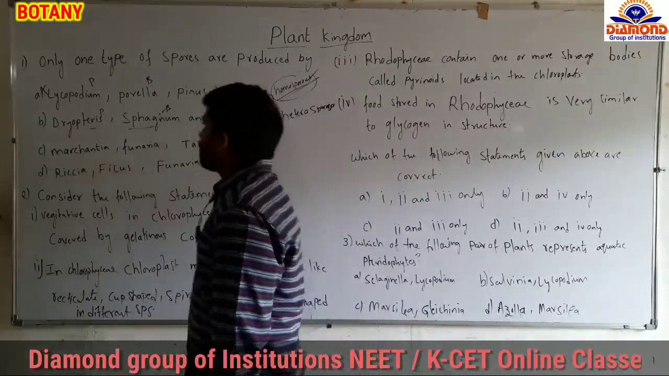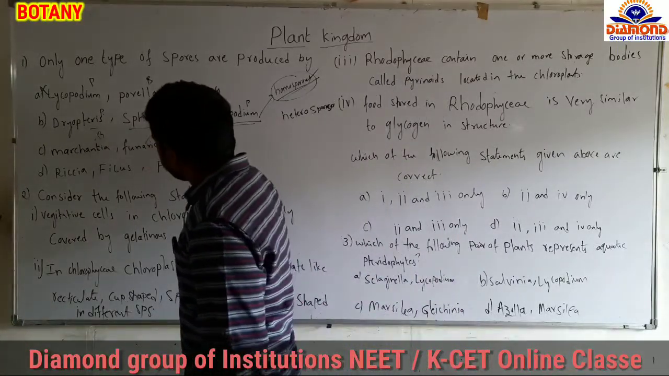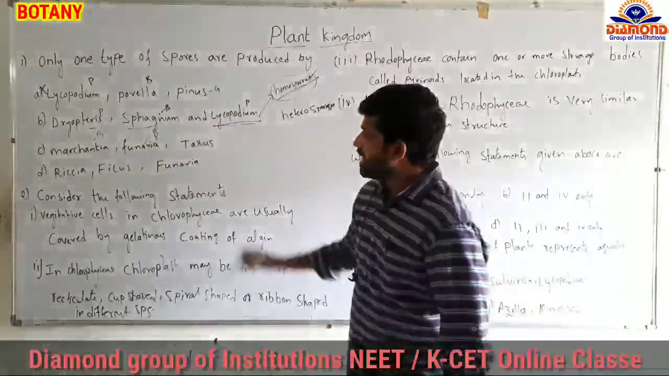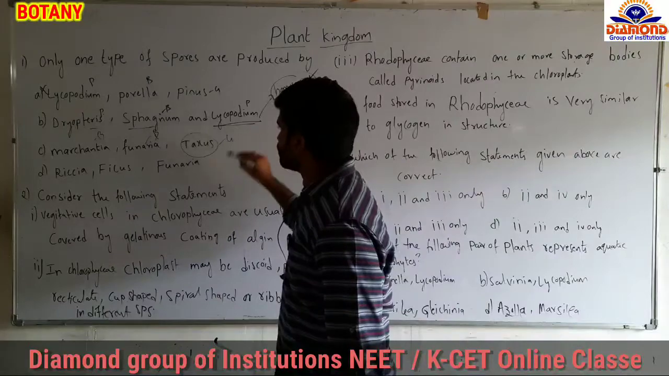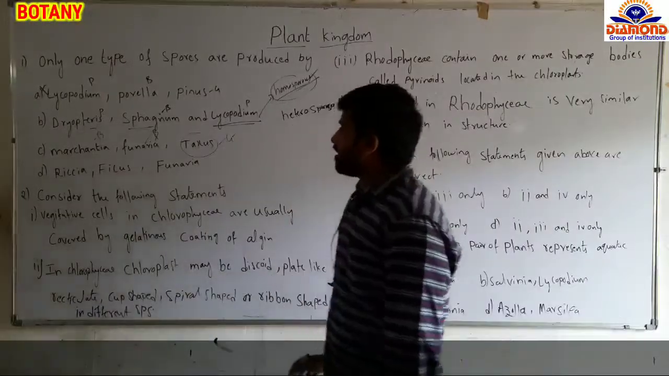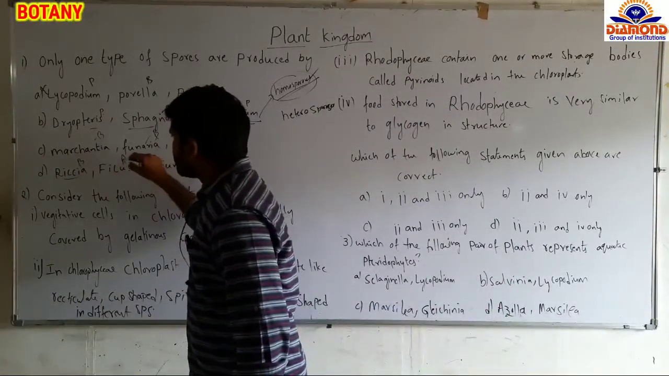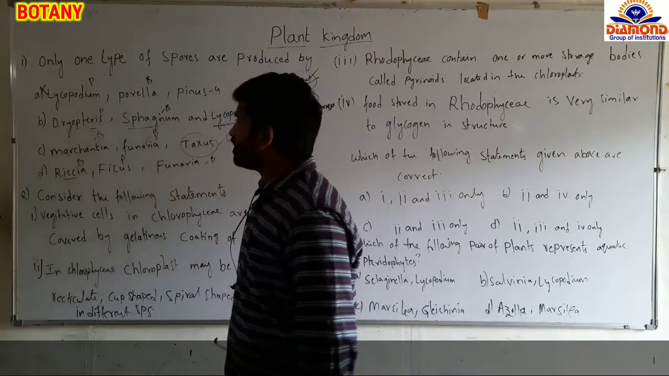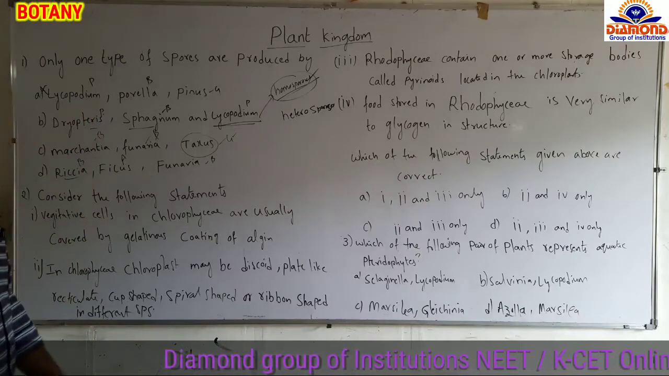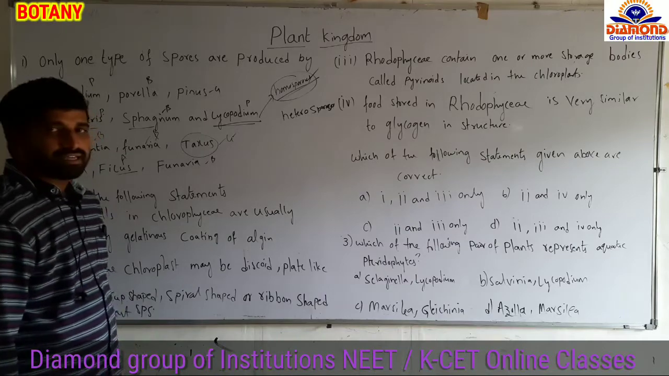Option C: Marchantia, Funaria and Taxus. Marchantia and Funaria are Bryophytes, which produce only the homosporous condition. Taxus belongs to Gymnosperms, which produce the heterosporous condition. Option D: Riccia, Ficus, Funaria. Riccia is a Bryophyte, Ficus is an Angiosperm, and Funaria is a Bryophyte. Riccia and Funaria, being Bryophytes, produce one type of spores, which is always homosporous. Ficus, an Angiosperm, produces two types of spores, the heterosporous condition.